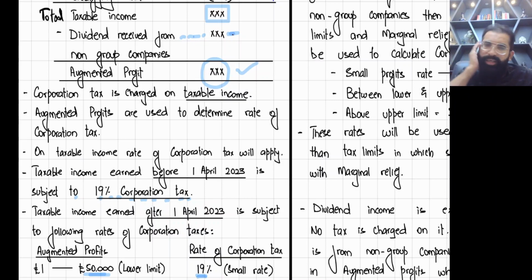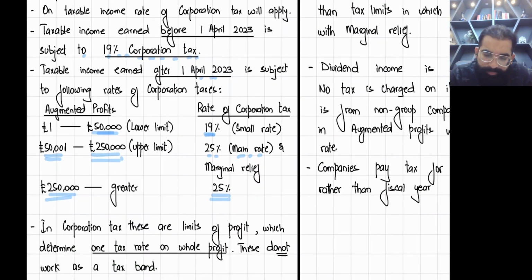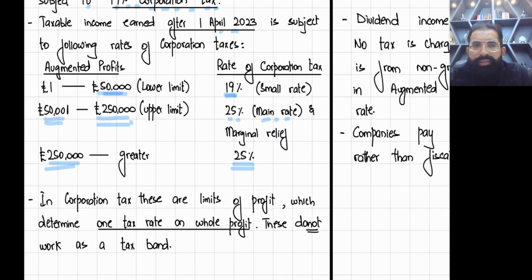19% corporation tax rate. But yes, after 1st April 2023, which is our today's topic, taxable income earned after 1st April 2023 is subject to the following corporation taxes. I repeat, this date is very important: 1st April 2023. If your income is earned before 1st April 2023, then it was very easy. Flat tax rate of 19%, nothing else. And after 1st April 2023, these are the rates. See this.